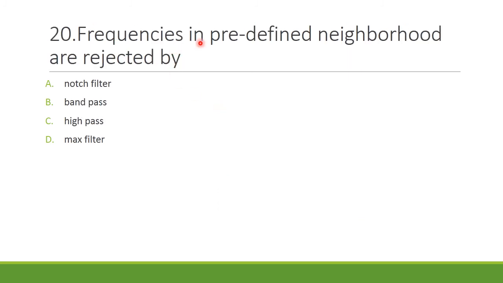Next question. Frequencies in a predefined neighborhood are rejected by option A notch filter, option B band pass, option C high pass and option D max filter. The correct answer is option A notch filter.